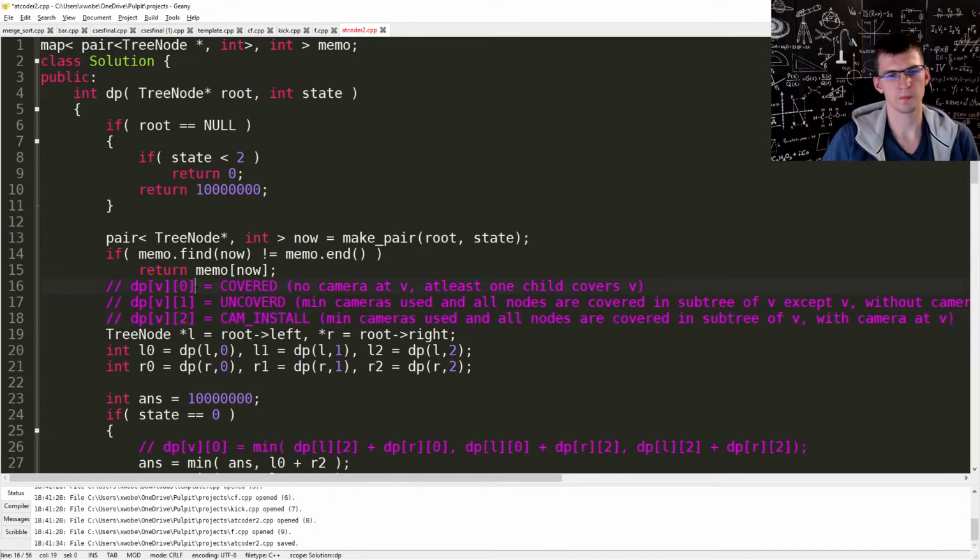Like that. And instead of returning a triple, this person decided to just tell the dp function that I want this particular state. So tell me, in this vertex, if the final state I want from here is covered, then what's the minimum number of cameras in its subtree? It is also possible, you just need memoization for that. Instead, you could return a triple here, and then you don't need memoization.